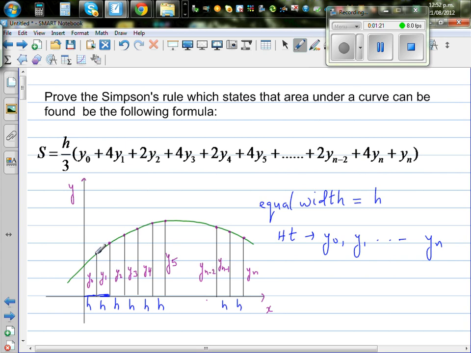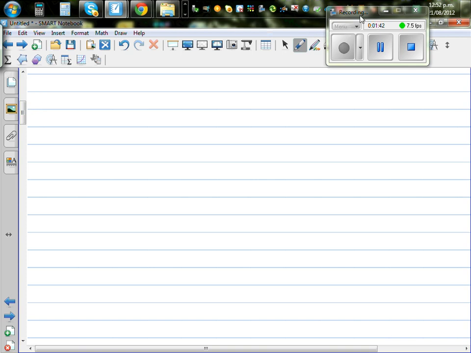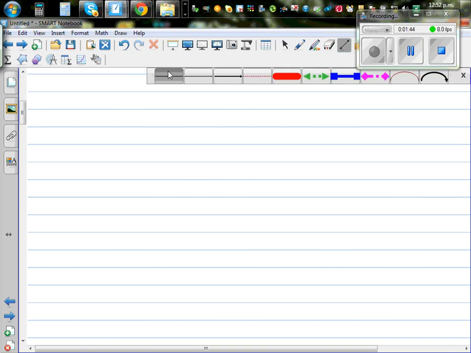So if you can divide a curve of any shape into equal widths of h, and you know the individual height at each point, and use this formula, you can find the area. So let's prove this, which is a very interesting result. To understand this, let's first think about a parabola.